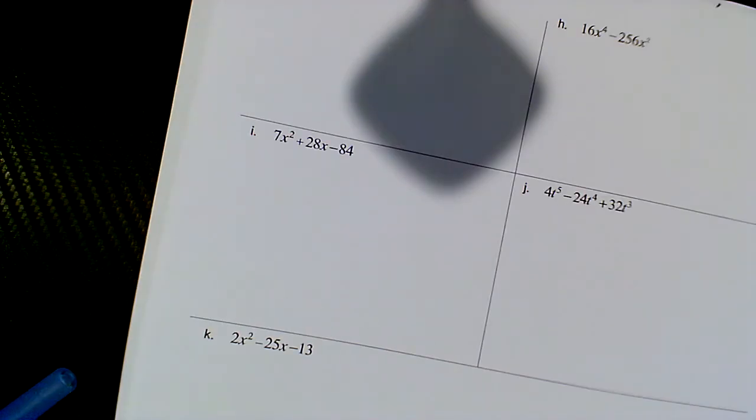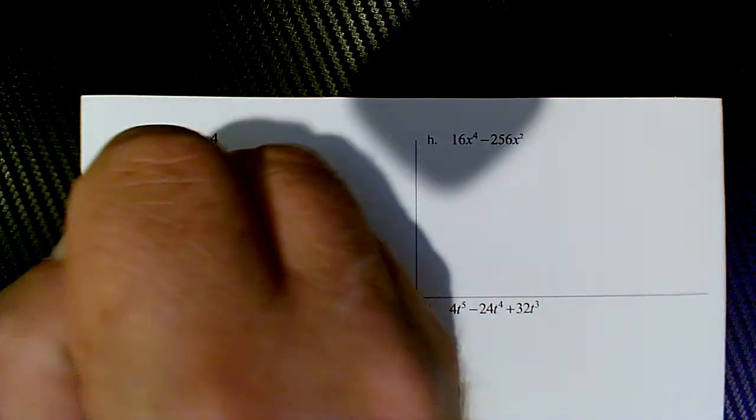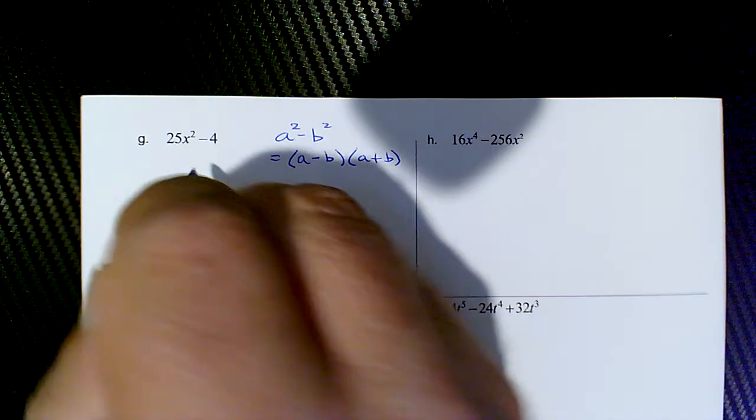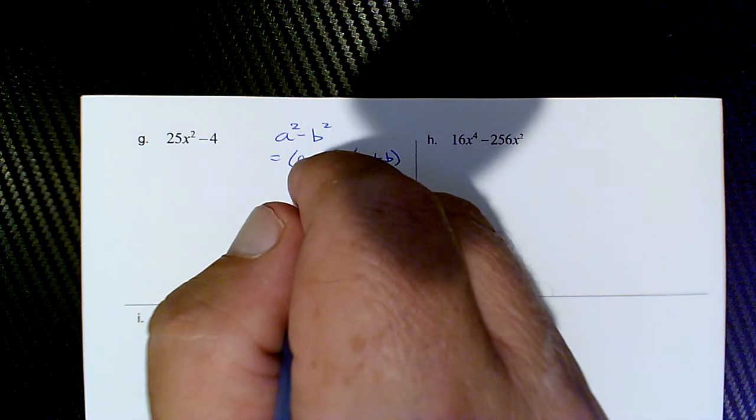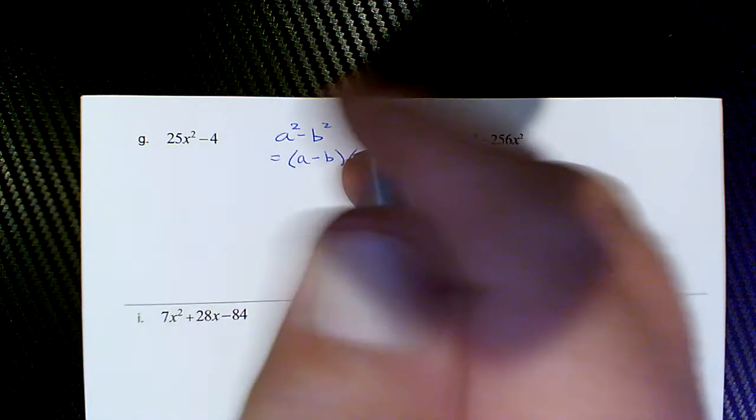Don't forget about the special products. Here we don't have a quadratic trinomial. We just have a binomial, but it's quadratic because it's squared. And remember the difference between two perfect squares. That is, a squared minus b squared is factorable as the product of a minus b and a plus b. So when you see just two terms, the middle term is missing, first check to see if it's a difference, and check to see if the two terms are perfect squares.